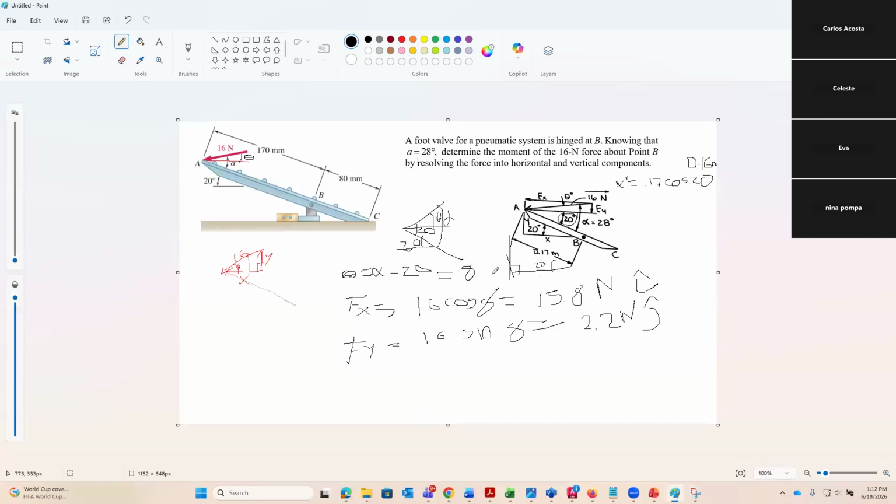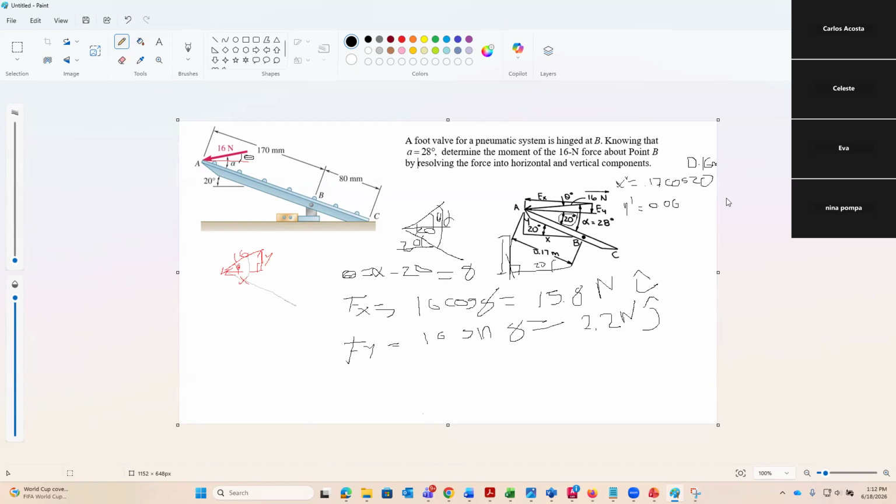And what is 0.17 sine 20? 0.06. Beautiful. So this component is 0.06. That's why I wanted to meet in person, because writing with a mouse is too difficult. I really need to get a stylus or something for these meetings.